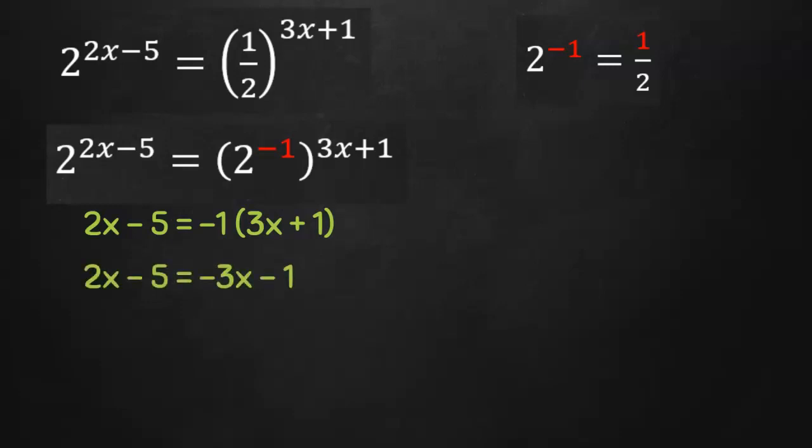I can distribute on the right-hand side, and then I can go ahead and move my x's to one side and my constants to the other. So I'm going to add 3x to the left-hand side to get me 5x, and then I'm going to add the 5 to the other side, which would get me a 4, and then divide both sides by 5 would get me 4/5.